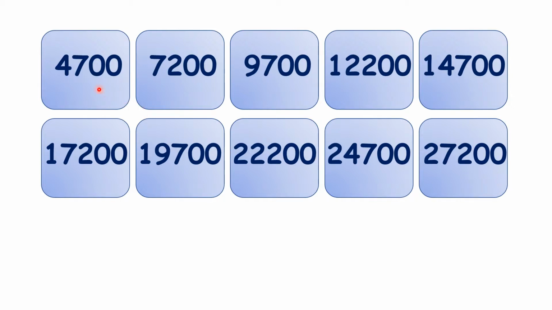So you might notice that the tens and units digits stay the same. The hundreds digits go 7, 2, 7, 2. And the thousands digits go 4, 7, 9, 2, 4, 7, 9, 2, 4, 7, and that continues on as well.